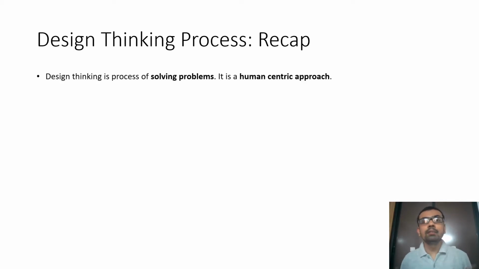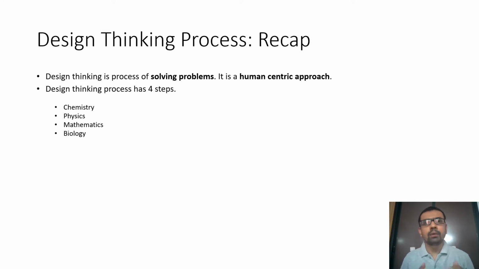So the quick recap: design thinking is nothing but a process to solve a problem, and it is a human-centric approach. The humans or users will be in the center and everything else will be in the outer area. We discussed the steps of the design thinking process, and those are chemistry, physics, mathematics and biology. Yes, those are science subjects, and those are our steps.